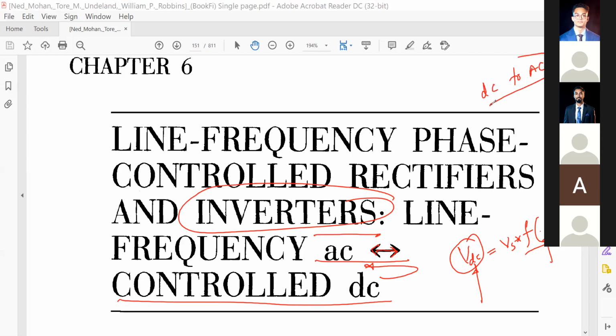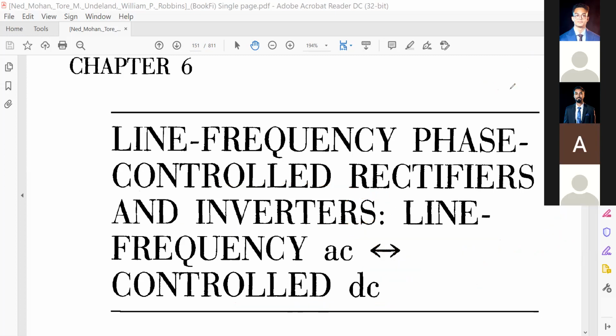We'll learn it at the end of this, maybe in the last few classes, one or two classes, we shall introduce the inverter. You know that inverter, right? In the undergraduate, you have already learned. Okay. So let us go to the introduction.